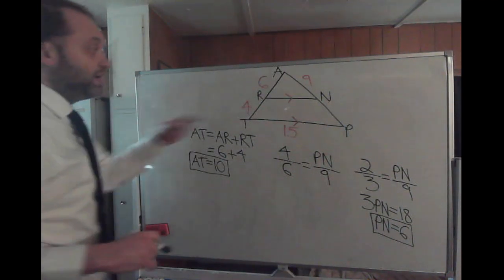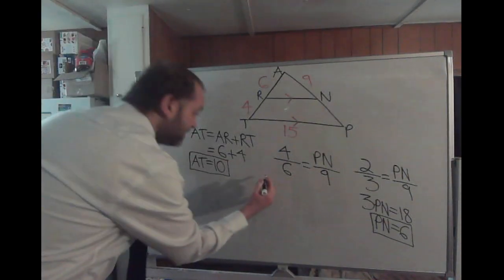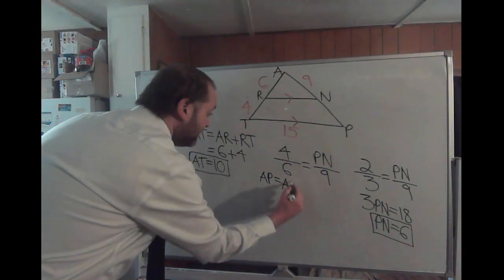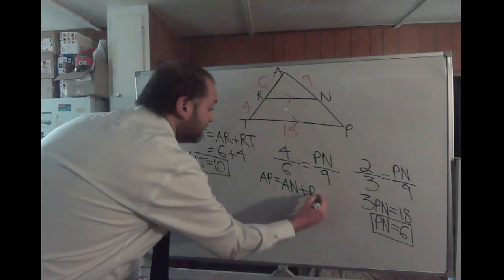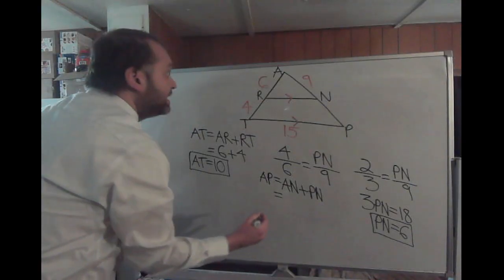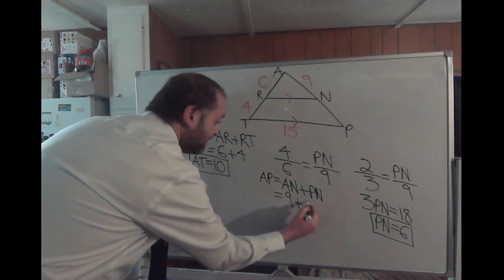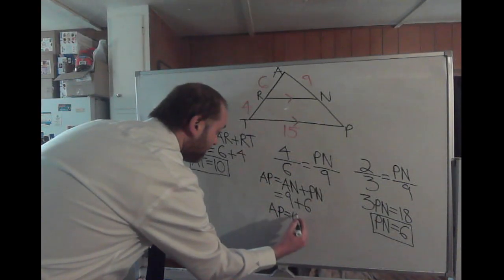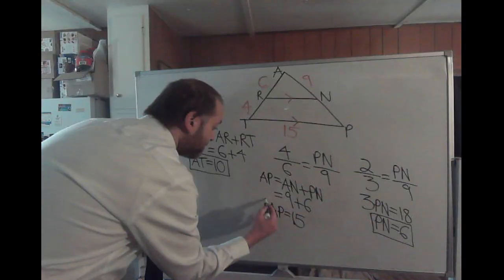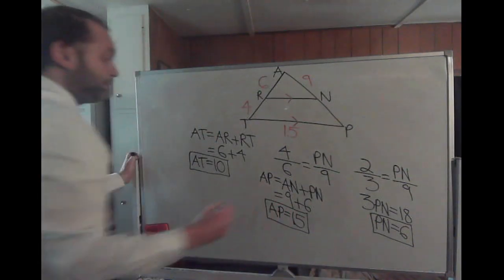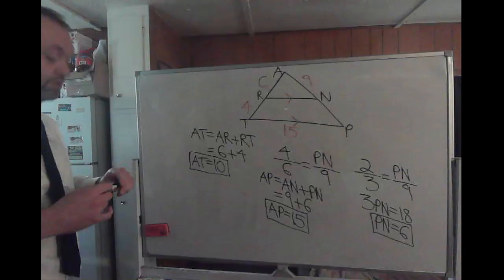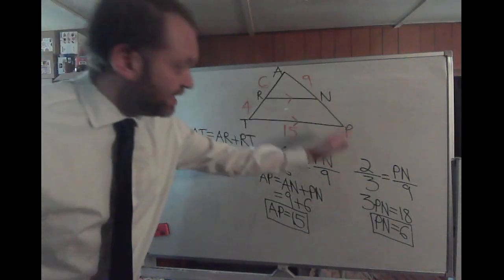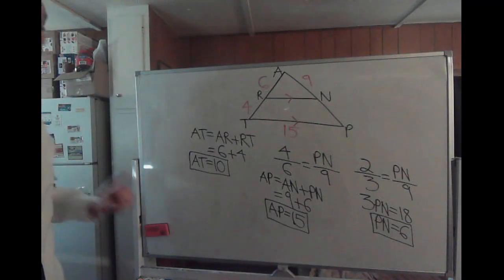And then the next thing to do is find the whole length of AP. Well, use your segment addition postulate. The length of AP is equal to the length of AN plus PN, which we know AN was equal to 9 plus the length of PN we found to be 6. So the length of AP equals 15. Okay, so far we have found the whole length of AT, we found the length of PN, we found the length of AP. All that's left is to find the length of RN.